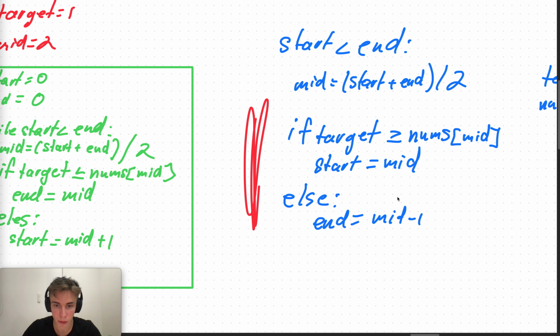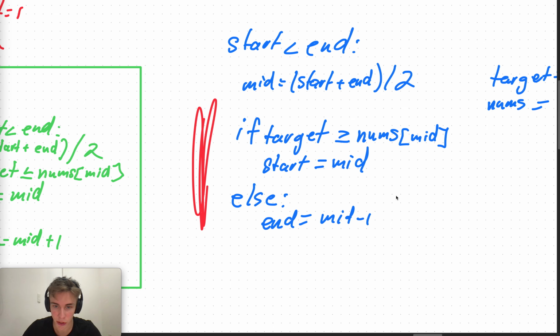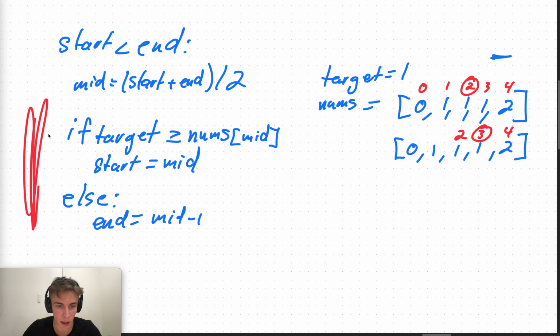Infinite loop again. So what is going on? It seems like I have this logic set up correctly, but let's see. If target is greater than or equal to nums[mid], then set start to mid. That's what I did here on this iteration. Moving on to the next: 0, 1, 1, 1, 2. I'm in scope. I have now just these indices, 3 and 4.